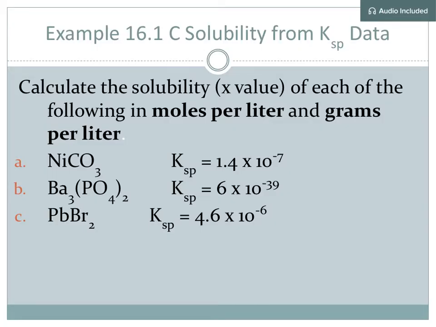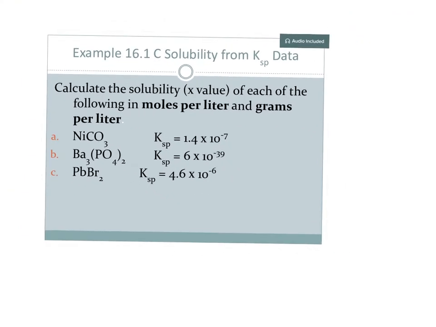Okay, here we have three very large problems. Calculate the solubility of each of the following in moles per liter and grams per liter. And solubility, of course, is our x value in these ice charts. So let's take a look at them one by one. Okay, first one is going to be nickel carbonate.